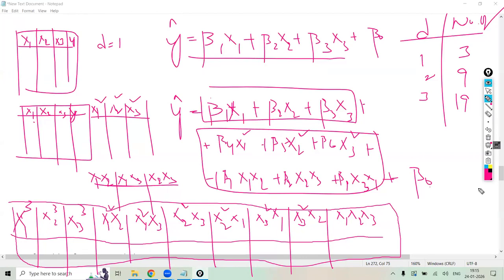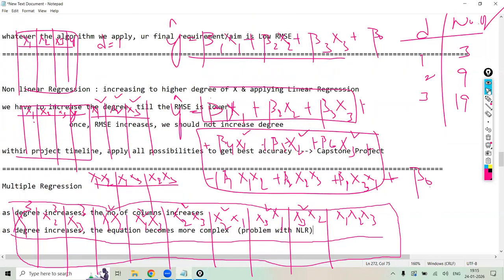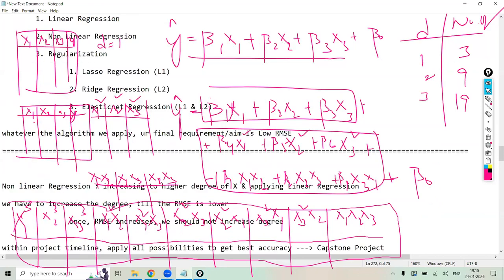As the degree increases, the number of columns increases. As the number of columns increases, the number of slopes increases, and the equation becomes more complex. Then how to reduce this problem? That is the next concept, which they came up with as the solution, called regularization. This is the concept they invented due to this problem only.